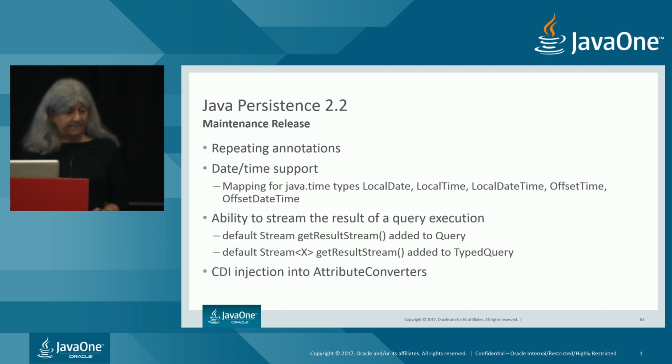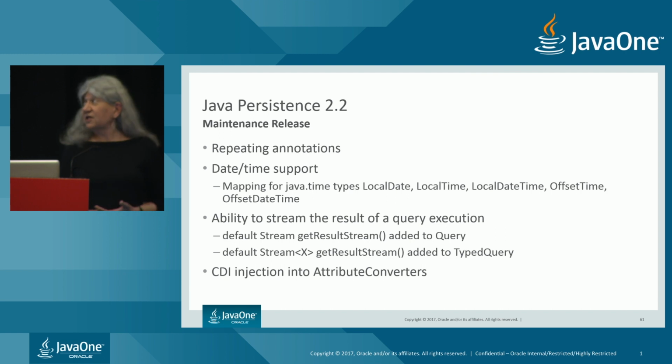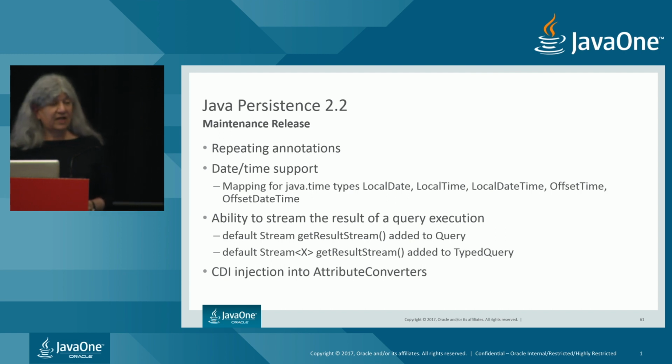So I promised our team I'd talk about JPA 2.2 in particular. What this adds is repeating annotation support. I think JPA was probably the poster child for annotations when it was released, so I think there are now 16 repeatable annotations in JPA.